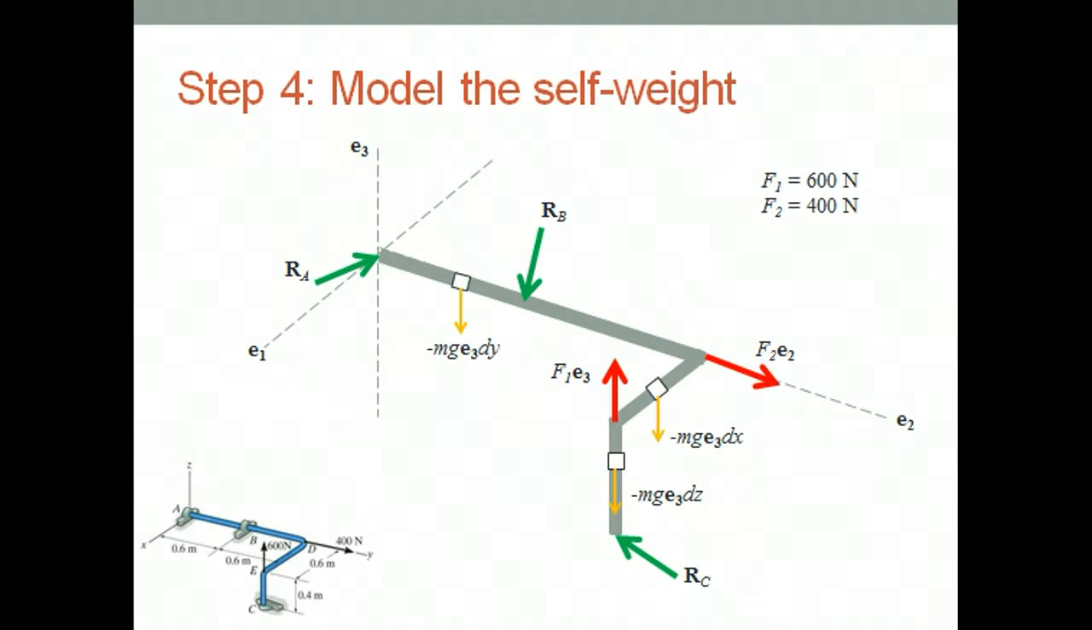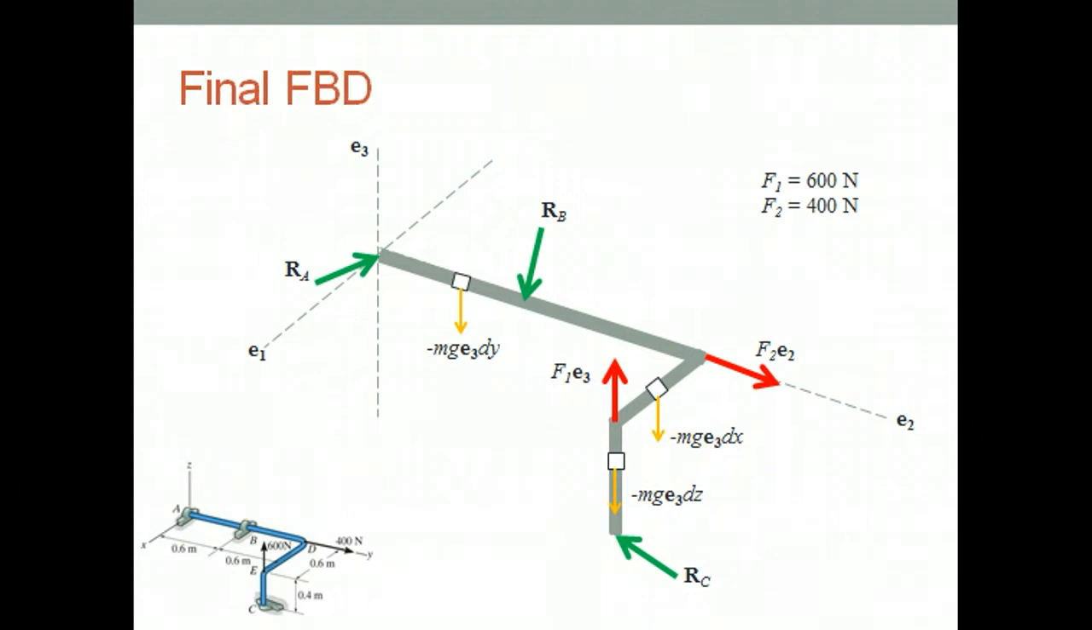Finally, we can model the self-weight of the bars. Each of the 3 bars should have a unique typical particle. For this particle, the magnitude is mg dy, as we are finding the mass per unit length. The direction is in the negative E3. We can use the same notation for the other 2 bars. We now have our final free body diagram of the system.